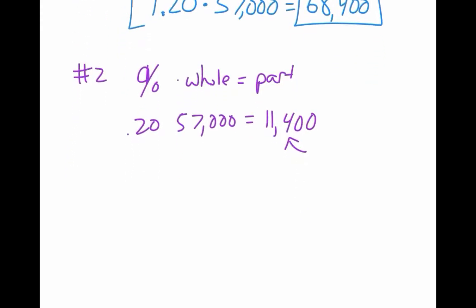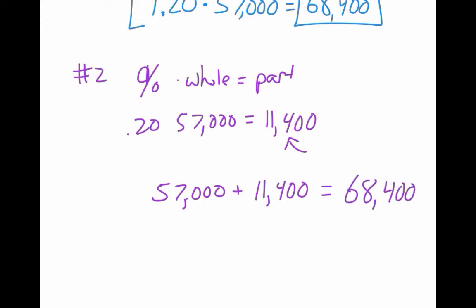So your final step then has to be 57,000 plus 11,400, and you get that same answer of 68,400. You just have to do a second problem. I'd rather just say 1.2 instead of 0.2 and add it. But if the first way doesn't make sense to you, then by all means do it this way.